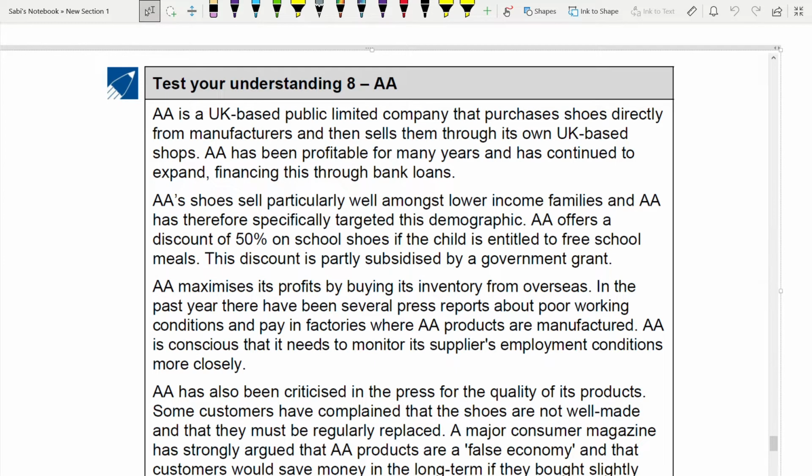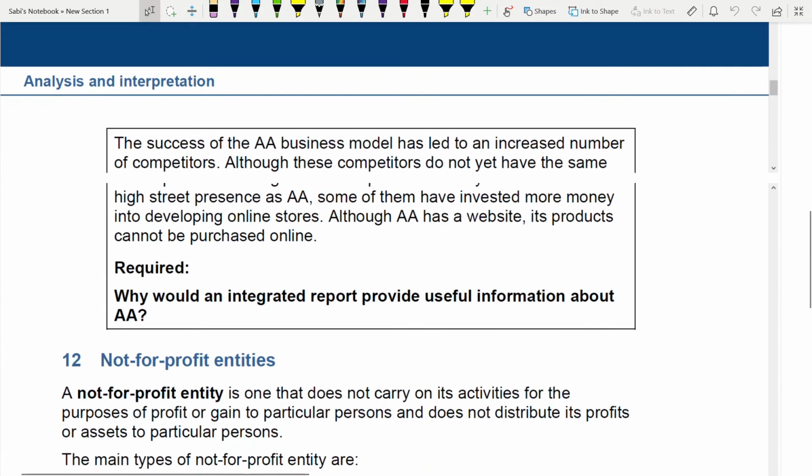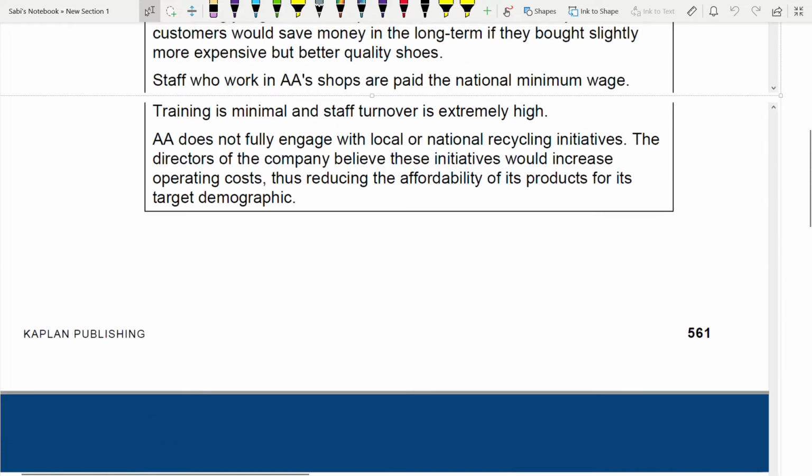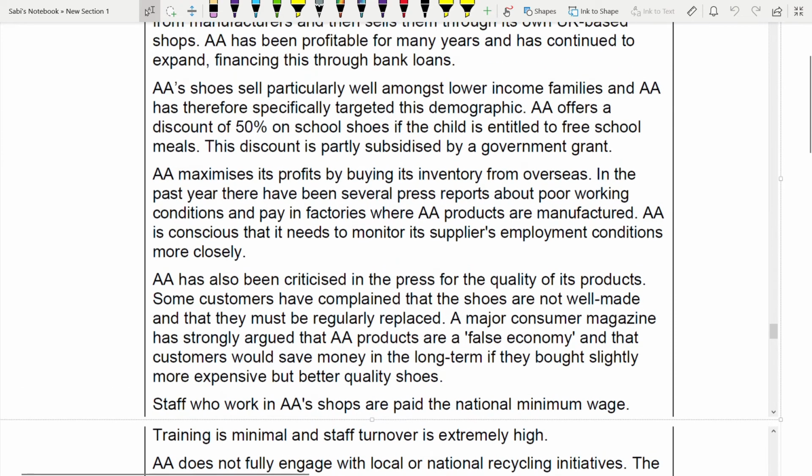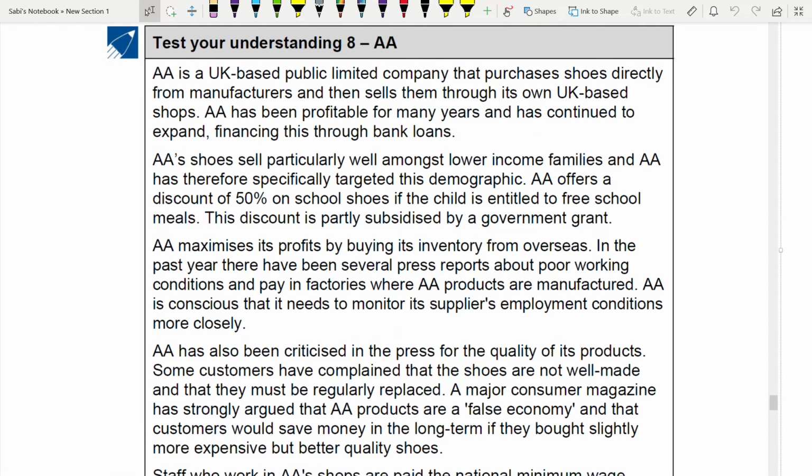The requirement says, why would an integrated report provide useful information about double A? But before answering this question, we have to go through some facts, because integrated reporting is not just about one thing. There are so many items that have to be included, as we have seen from the elements that have to be there in the integrated report. So now let's read the case and try to understand why an integrated report is useful in this case for this company.